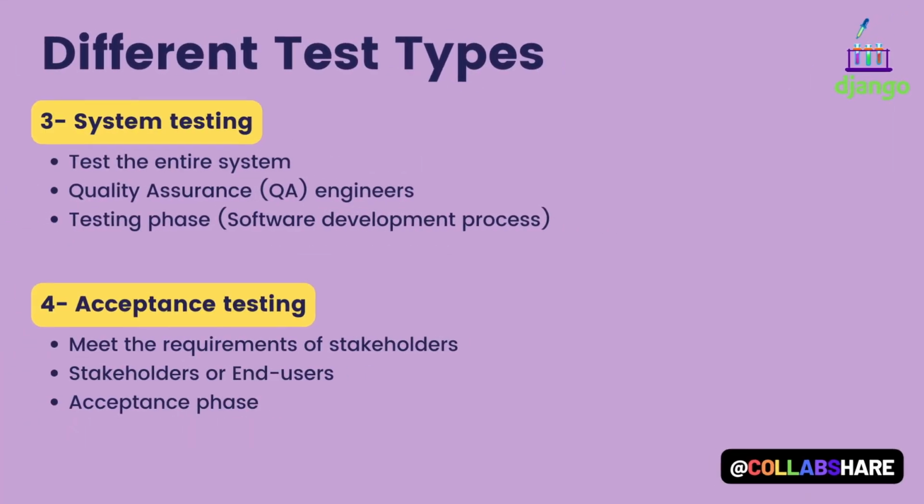System testing involves testing the entire system as a whole to ensure that it is functioning correctly and meeting the requirements of the stakeholders. This type of testing is typically performed by quality assurance or QA engineers during the testing phase. Acceptance testing involves testing the software to ensure that it meets the requirements of the stakeholders and is ready for release. This type of testing is typically performed by stakeholders or end users during the acceptance phase.